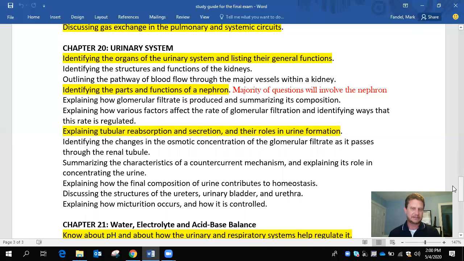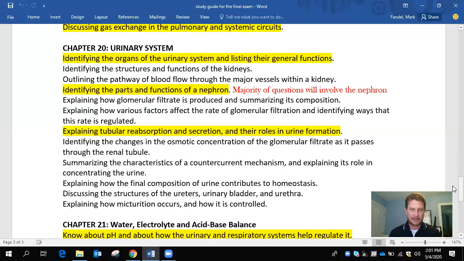The minor calyxes will join together to form major calyxes. All of the major calyxes funnel into an area called the renal pelvis. The renal pelvis then drains out, and as it leaves, it turns into the ureter. The ureters are going to drain the urine into the urinary bladder, and then the urinary bladder is going to store it until we have a certain amount of volume, and then it'll go through the urethra.